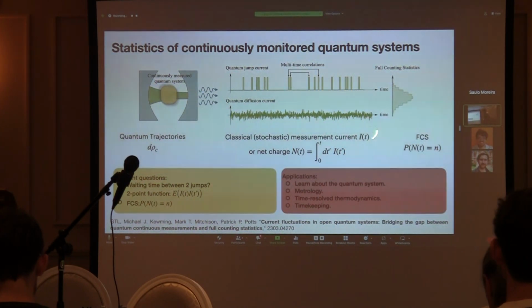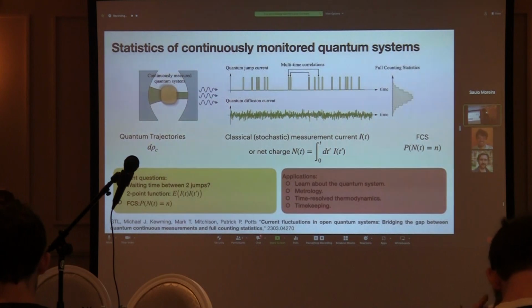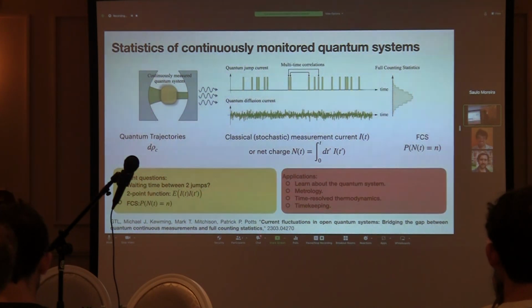And there are also many interesting applications that I'm particularly looking into. First of all, this is already a nice tool for just learning about your quantum system, right? Like in optics, people study the g2 function or what else. This falls under this category. But of course, you can do metrology like Marco showed. You can do timekeeping like Michael showed. We've been looking also a little bit into thermodynamics, like Letitia showed. So there are many interesting applications.